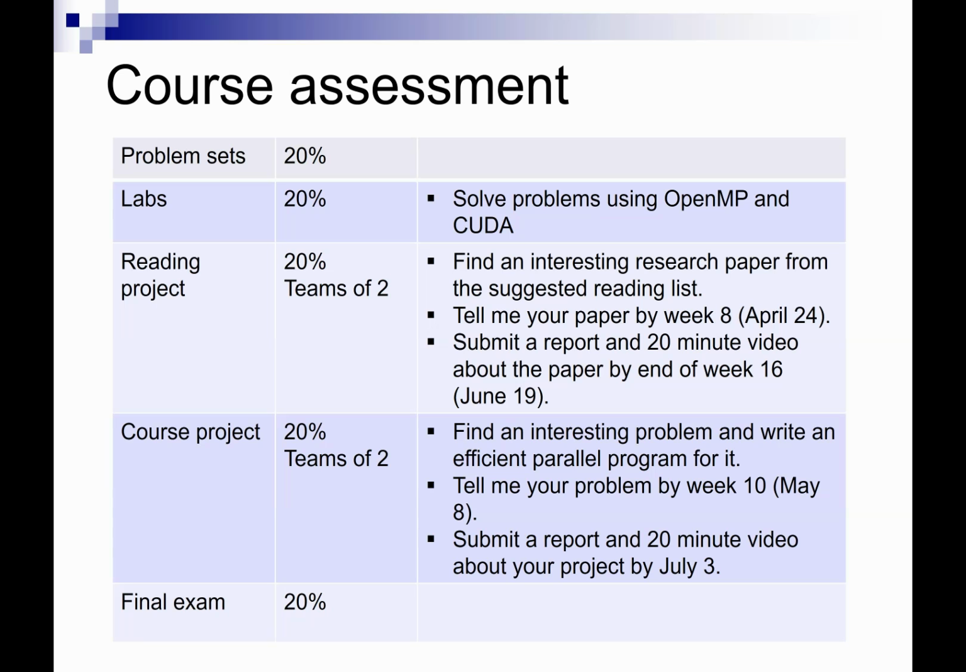Right? So I'll give you different problems that you will code up using OpenMP and CUDA. Okay, next we have a project. So in fact, we have 2 projects.